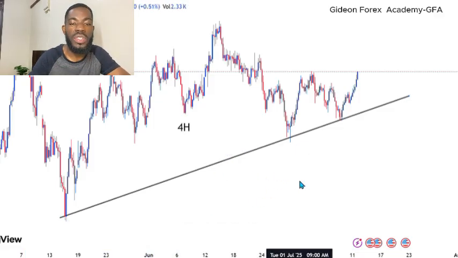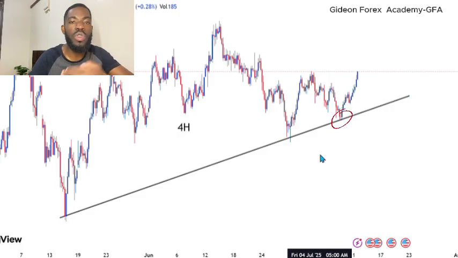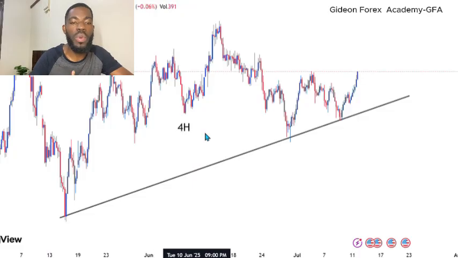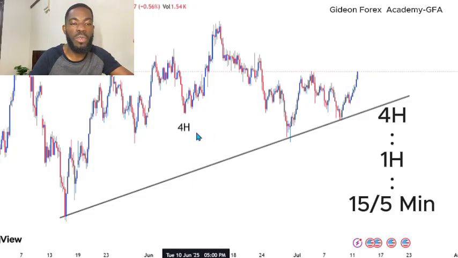So you can see here on a 4-hour time frame, we already have the first touch here, and the second touch there, and then the third touch over there. So we are anticipating a strong move to the upside. We are looking to buy, but this is still a very high time frame to place trades. So we are starting from the top, which is a 4-hour time frame, and we go down to a 1-hour time frame, and then to a 15 minutes or 5 minutes time frame for our entry.